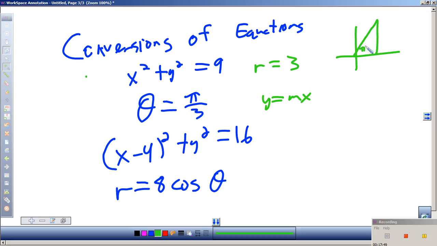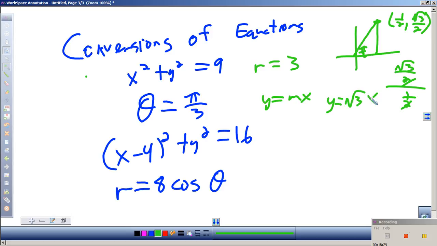Oh, we know this is pi thirds. What is the coordinate of this point right there? It's just on the unit circle. Okay, what's x equal to? 1/2. And y is root 3 over 2. How do you calculate the slope? Okay, y over x. So root 3 over 2 divided by 1/2 is root 3. So we have y equals root 3 x. That would be our equation.